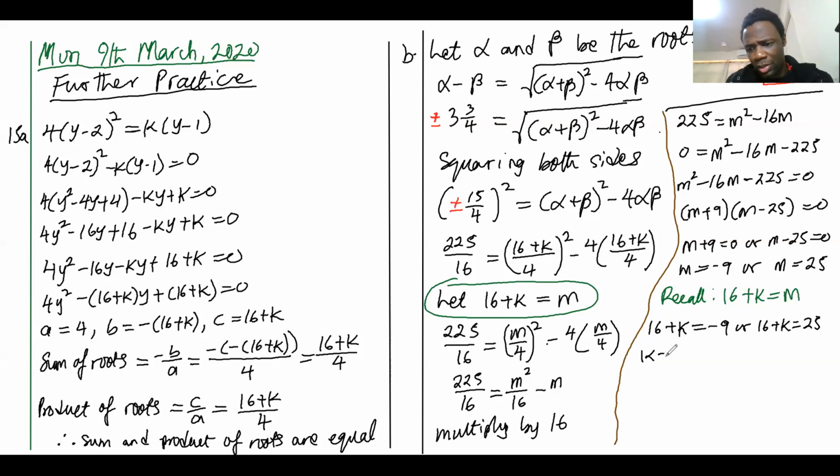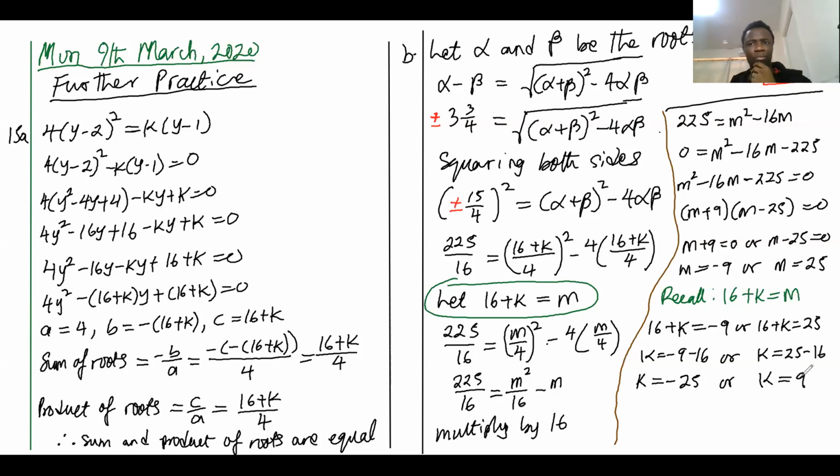So from the first case, you get minus 9 minus 16, which means k equals negative 25. And in the second situation, we get k equals 25 minus 16, which means k equals 9. So these are the two values of k when alpha minus beta is that. So that's one method. We did this substitution to avoid unnecessary workload.